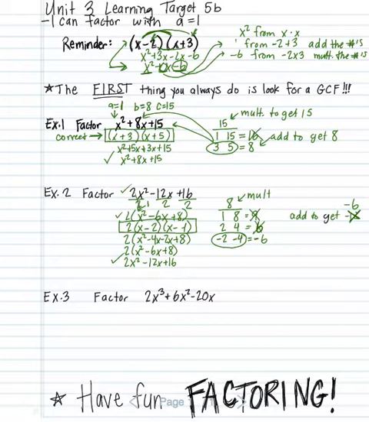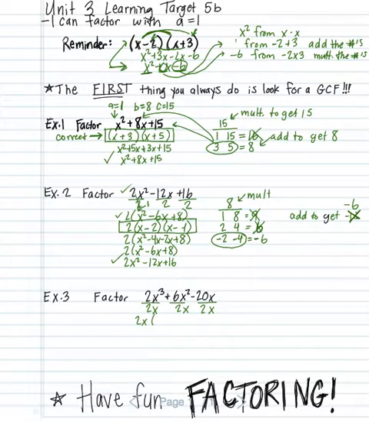We know that negative 10 could also be positive 2 and negative 5, which adds to get us negative 3. So that's close, but our sign isn't correct. So we're going to switch those signs. Negative 2 plus 5 multiplies to get us negative 10, adds to get us 3. So those are the two numbers that need to go in our parentheses, minus 2 and plus 5.